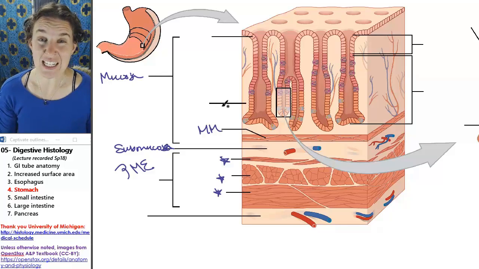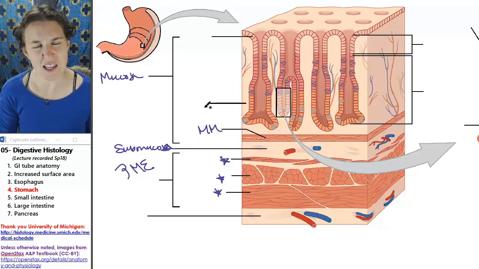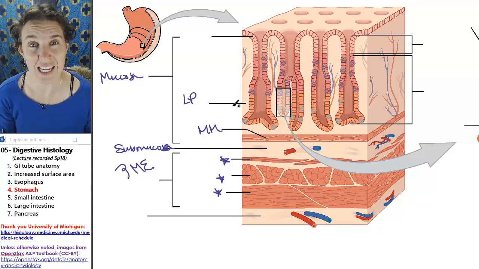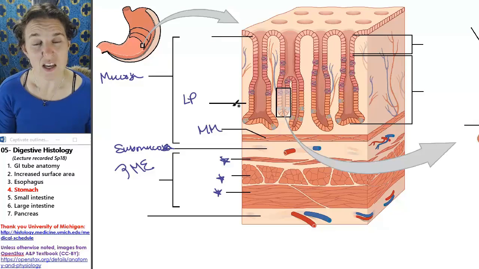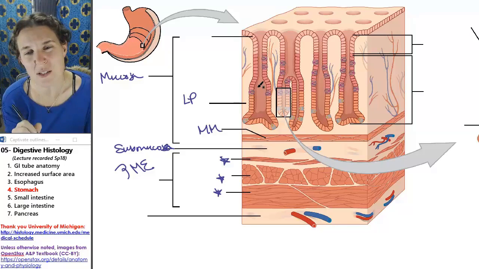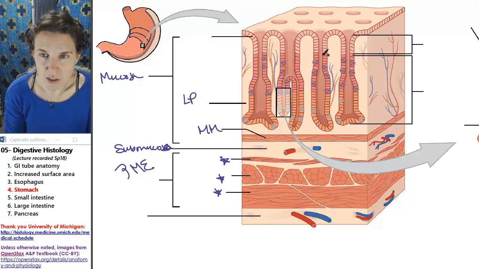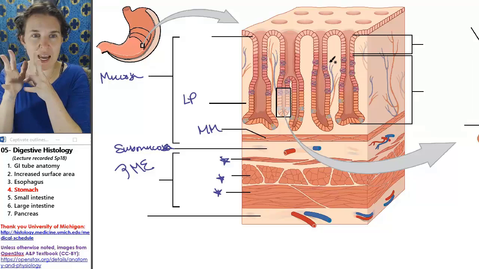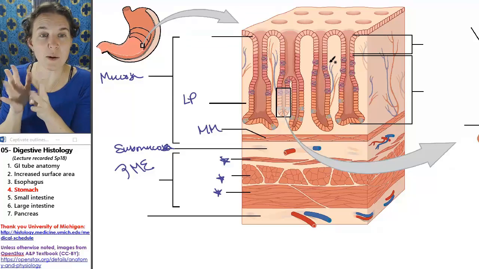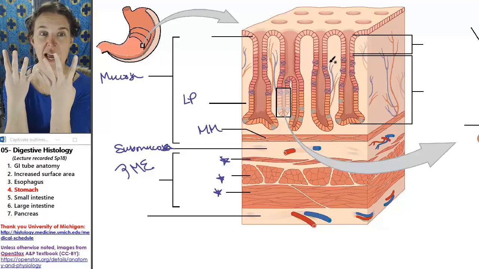Another really significant and obvious characteristic that you'll notice, although it isn't super obvious right here, is that in the lamina propria, there are a lot of glands in the stomach. Even though these look like villi, don't they? They're not villi. Take a look. Villi stick out like this. They're little finger-like projections that extend out.